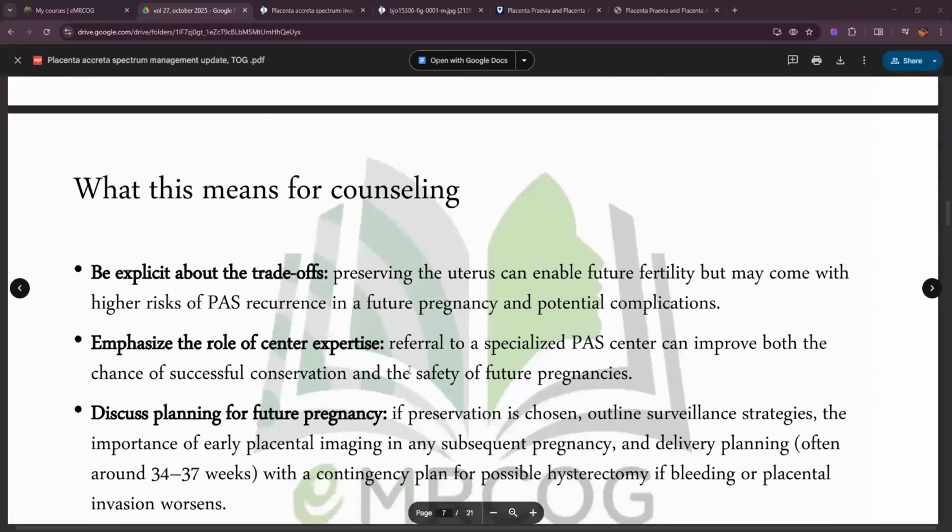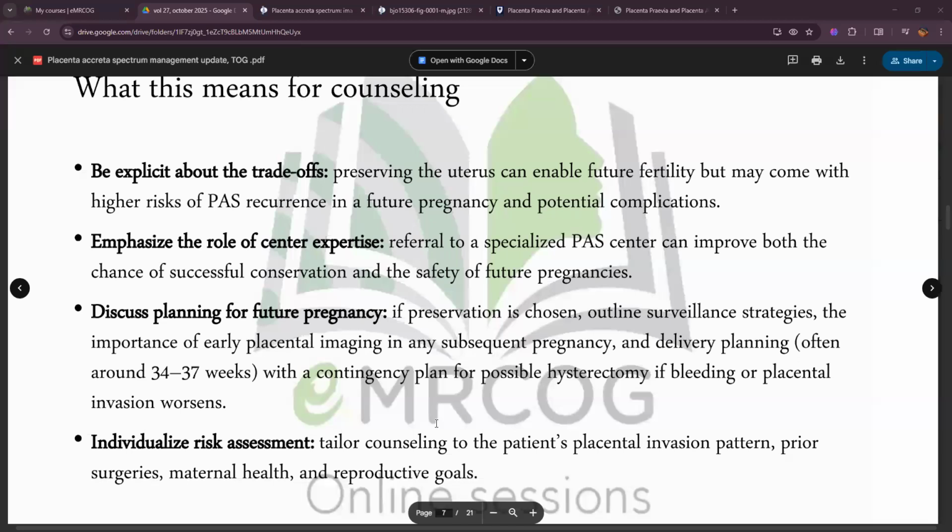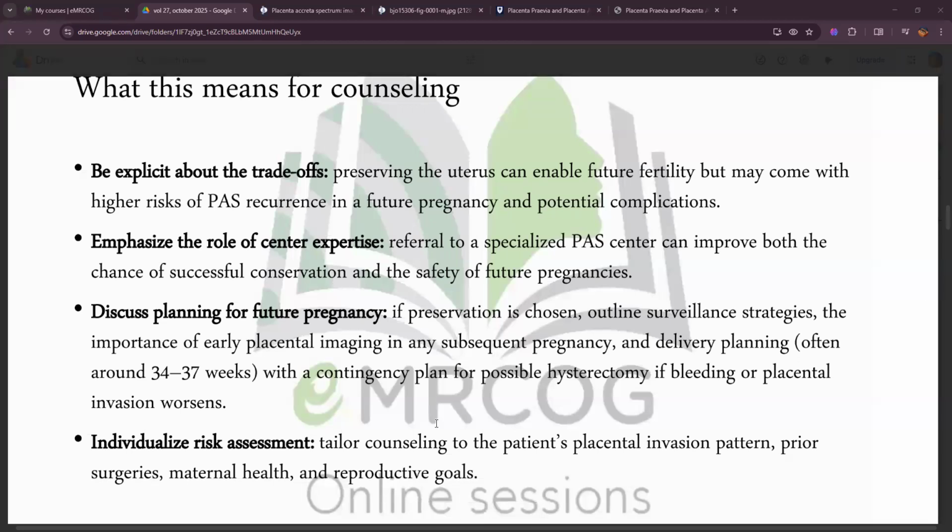Those are the points that you are going to counsel your patient about: pros and cons, risks and benefits. If preservation is chosen, you are going to have a strategy with her. If you are going to do so, then we are going to need a plan for this. And of course, individualization. Not all patients are the same.